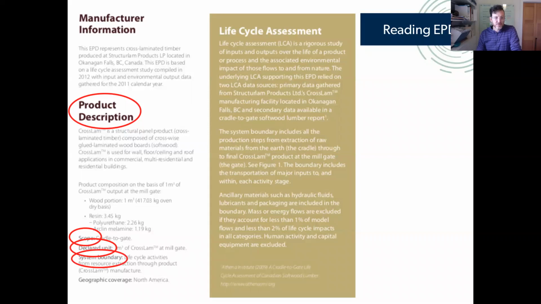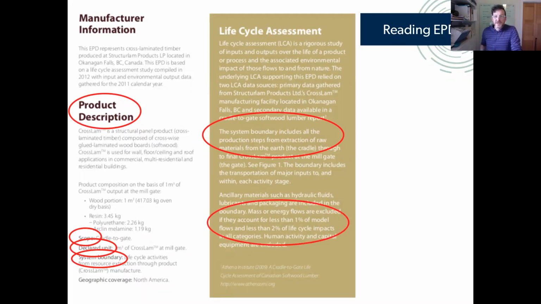It's going to tell you what the system boundary is, and we'll look a bit more at that in a second. So here they're looking at extraction through to the final product at the mill gate. So it's a different way of saying they're looking at A1 to A3.